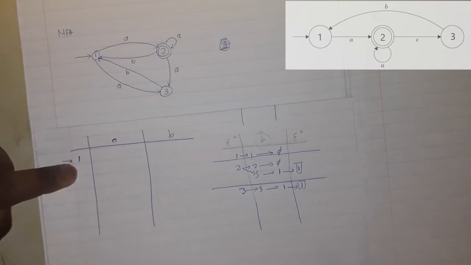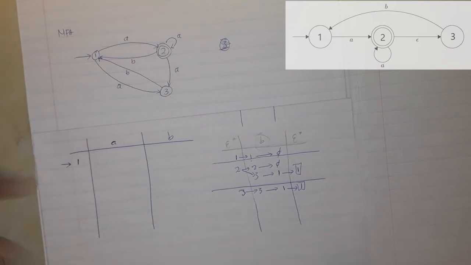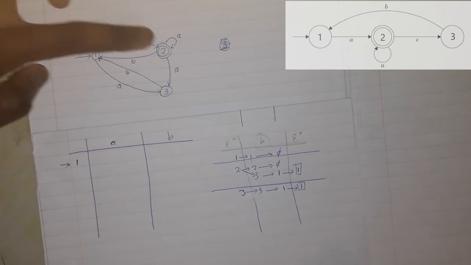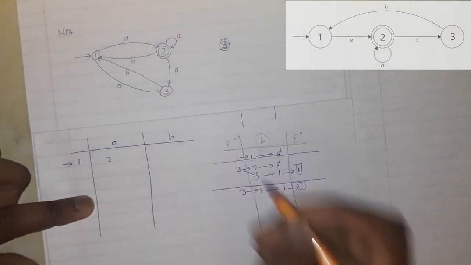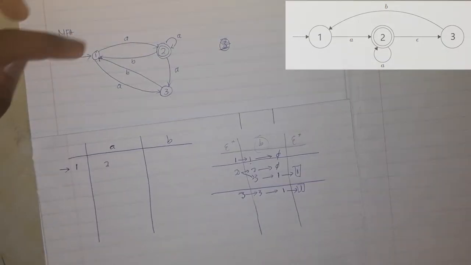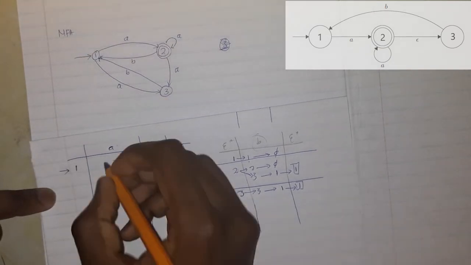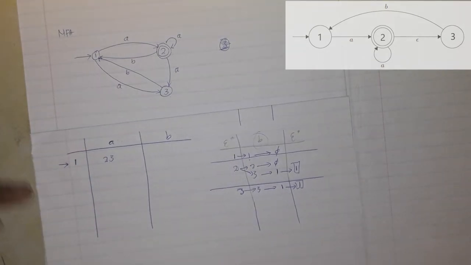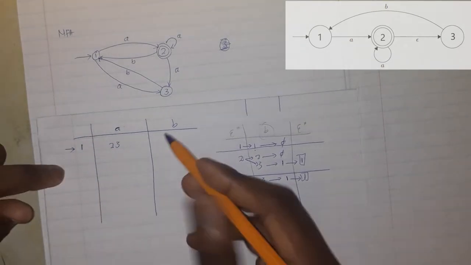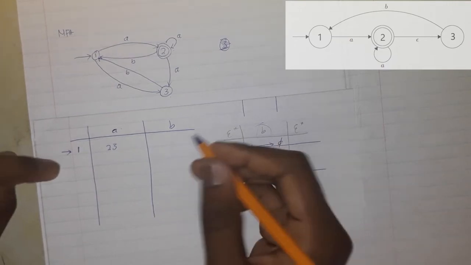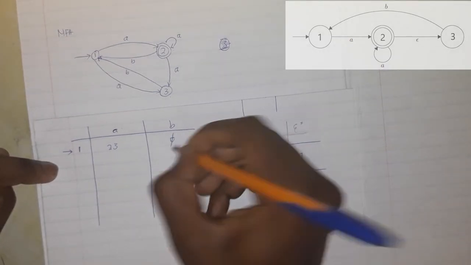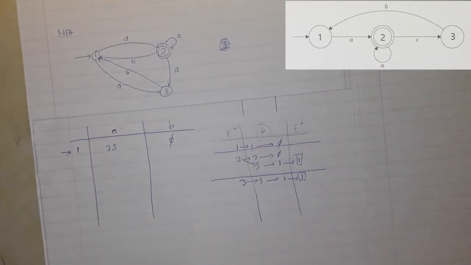So with the start state, where does it go with A? With A it goes to 2. So you're gonna write 2 here. The start state goes to 2 with A, and it also goes to 3 with A. So we're gonna write 3 here. So now we have 2, 3. And then for B, it goes nowhere with B. So we're gonna put this right here. It goes nowhere with B, so it doesn't matter.